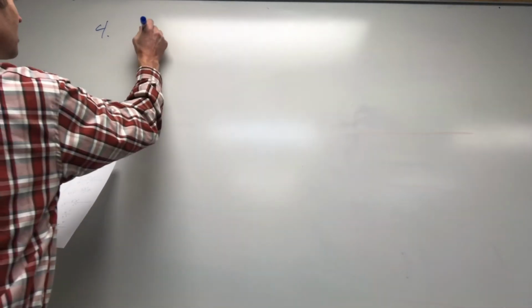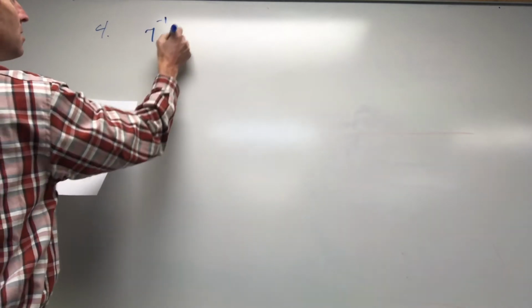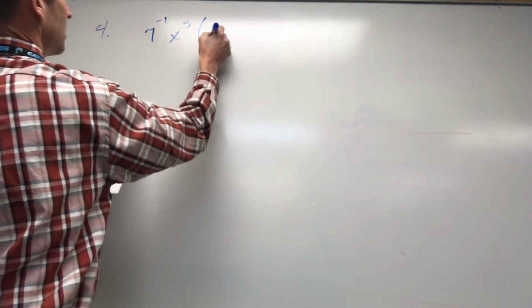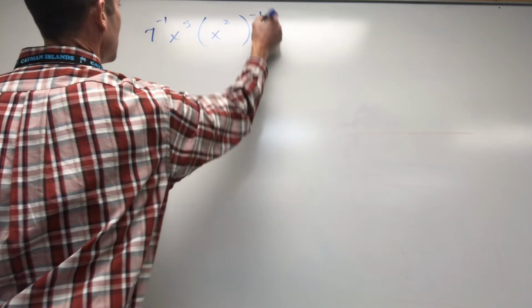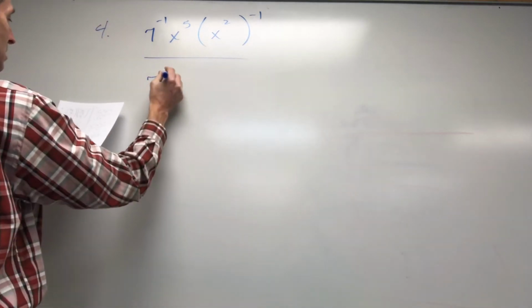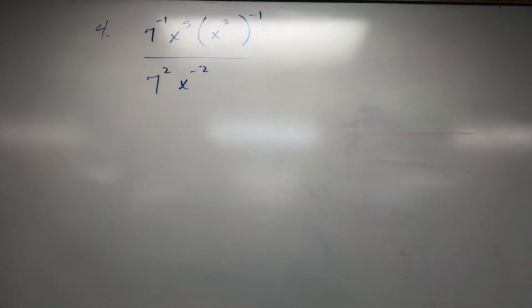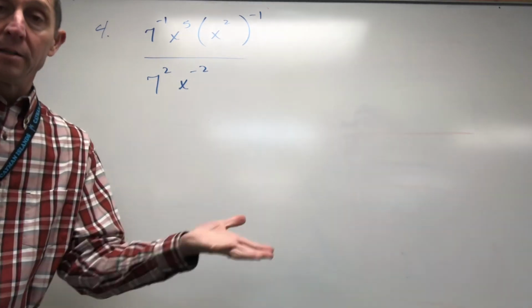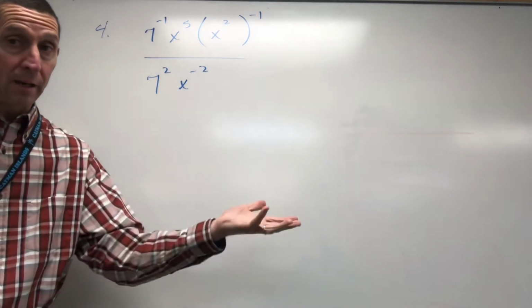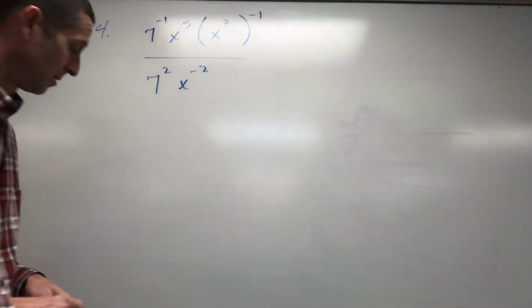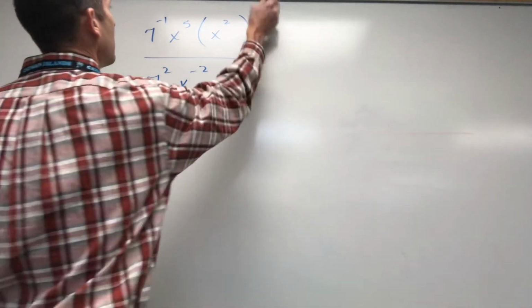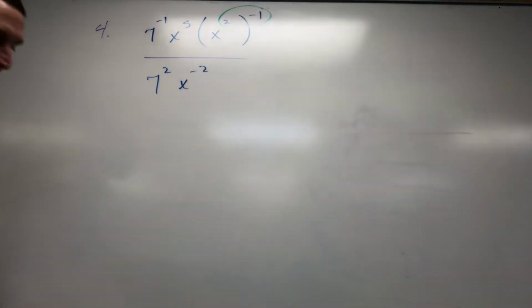All right, last one. Number 4. Got plenty of negative signs in this. So 7, negative 1, x to the 5th, x2, negative 1, 7 squared, x negative 2. All right, guys, so you've got 7s and you got x's. You got negative exponents, you got positive exponents. I'm thinking right off the bat, I'm going to grab that one, get rid of those parentheses.